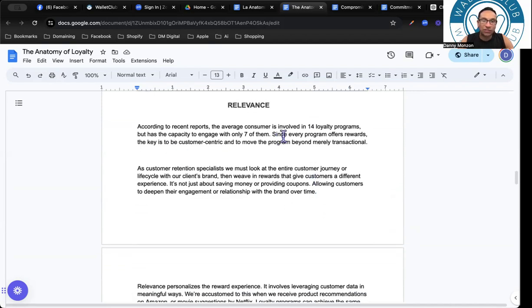So rewards, we covered. Other things like relevance, right? According to recent reports, the average consumer is involved in 14 loyalty programs, but has the capacity to engage with only 7 of them. Whether we know it or not, and this is not just you, this is the general public, they are part of a loyalty program, no matter what. I guarantee you, whether it's an airline or Amazon Prime, that is, I dare say, one of the biggest loyalty programs out there, and people don't even realize that Amazon Prime is a loyalty program.